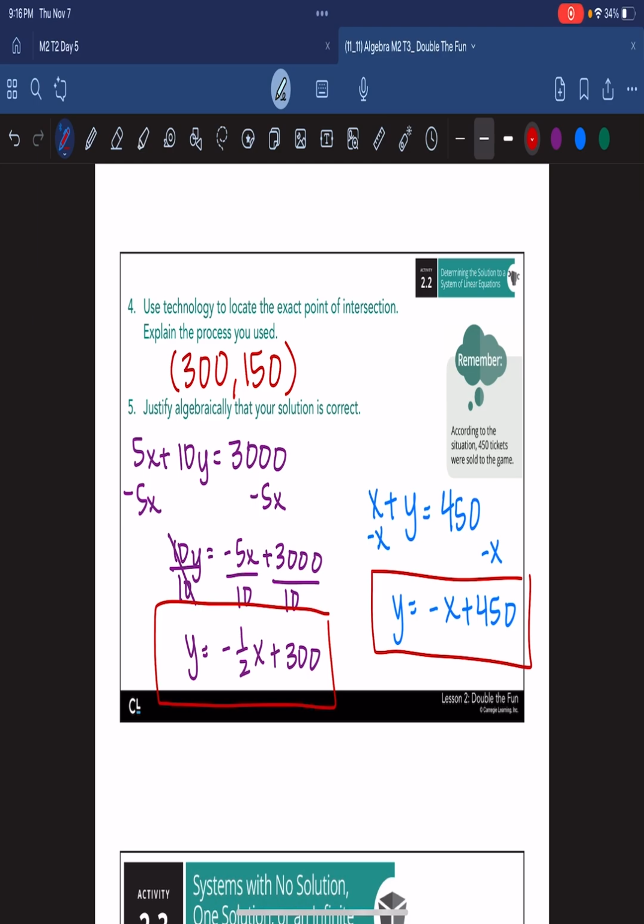So this means 300 student and 150 adult tickets. That's what that ordered pair means. These two numbers of tickets would give us the $3,000 total that we want. It would also give us the 450 total number of tickets sold.